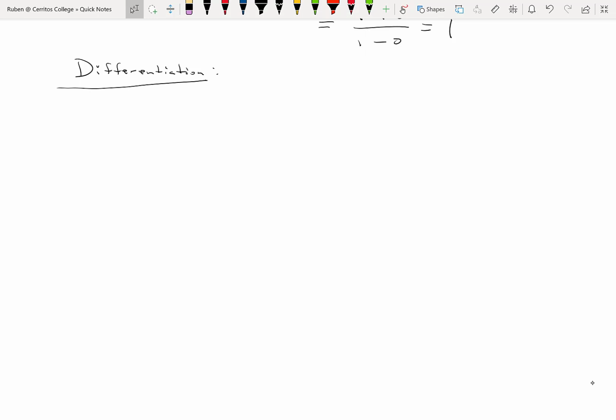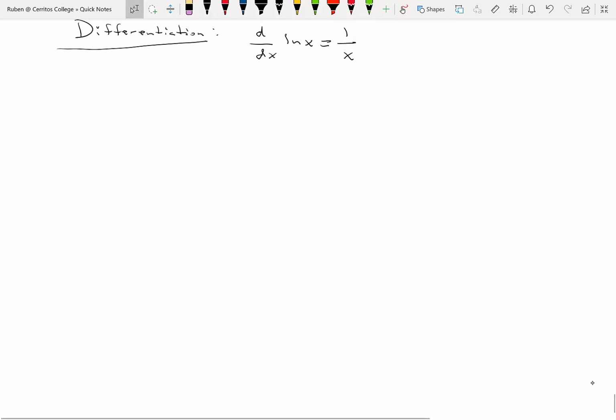Well, I remember the derivative of natural logarithm x is 1 over x. That's kind of a big thing to recall. This was one of the most important things in the last section. So now I want the derivative of e to the x. I'm looking for the derivative with respect to x of e to the x. So let's see if we can figure that out.